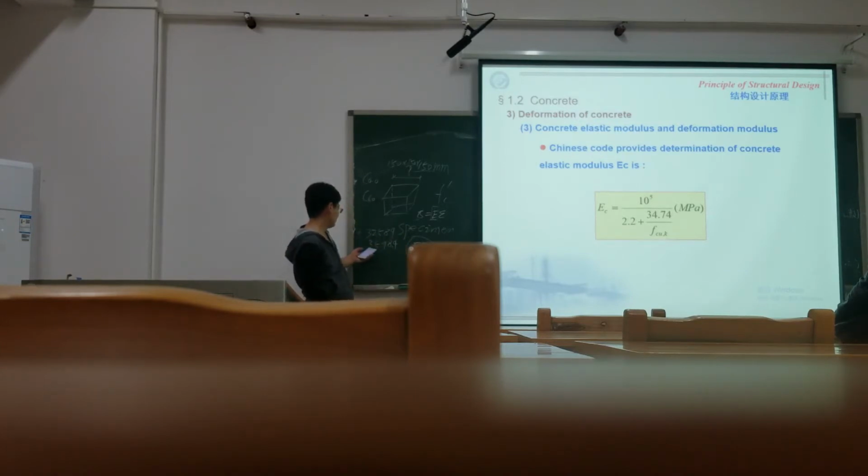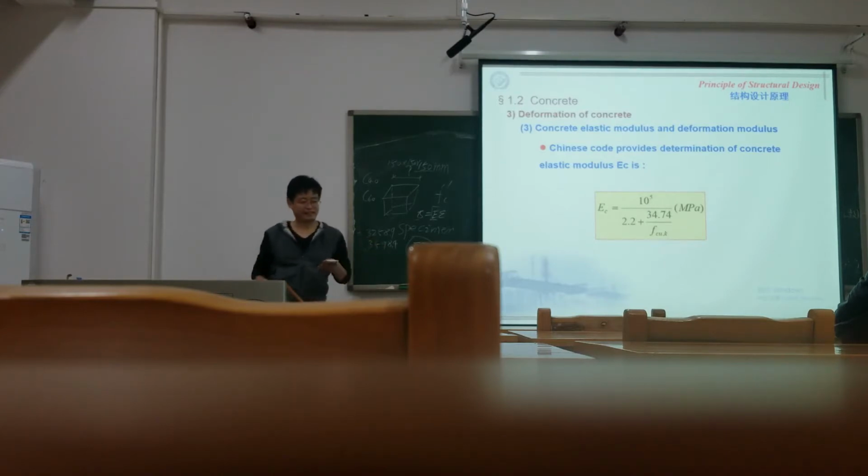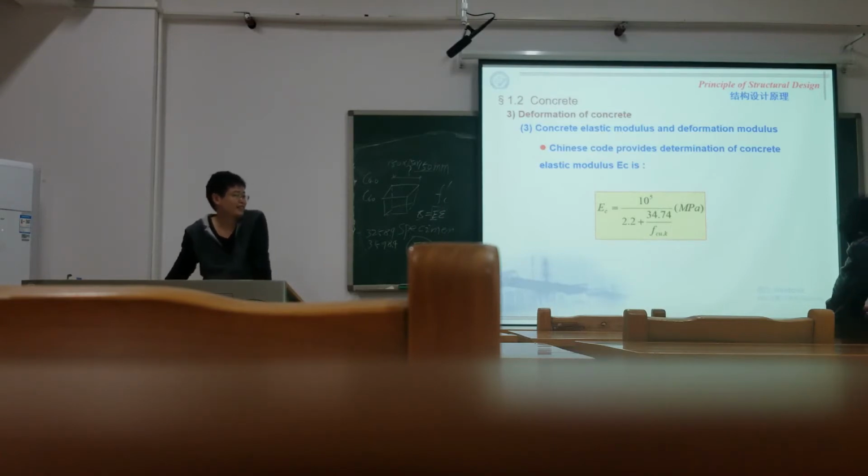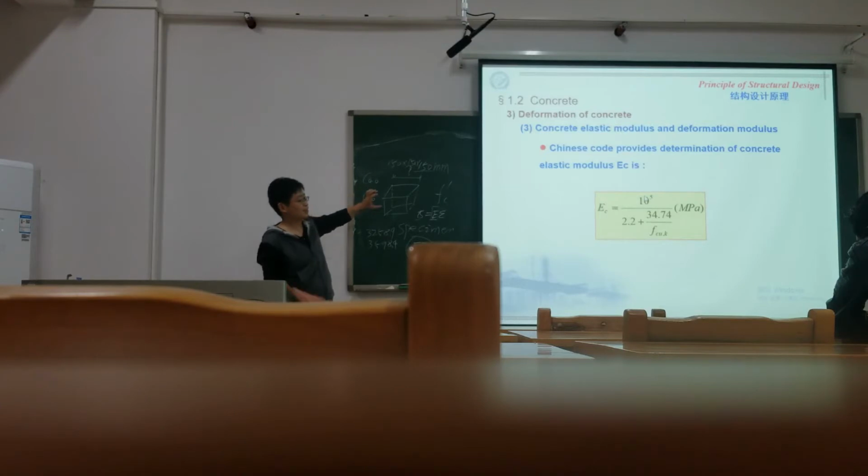They increase, not that much. Divided by 10%. So when the grade increases from 40 to 60, that means the compressive strength actually increased 50%. Actually, the modulus just increased 10%.